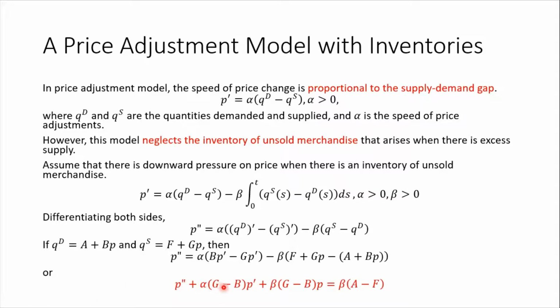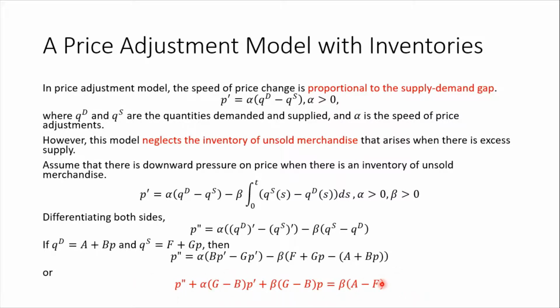If we do some readjustment into the general form, we will get p double prime plus this one times p prime, plus this one times p, equal to this one. You can recognize that this is a second order differential equation, linear, with p double prime, p prime, and p all linear, and autonomous, without the variable t explicitly.